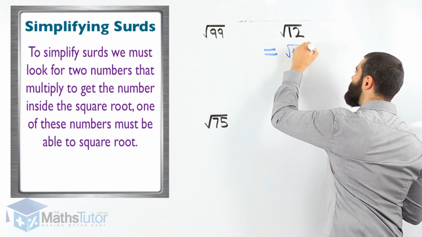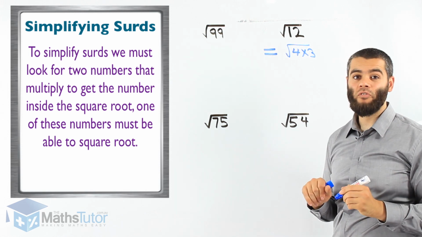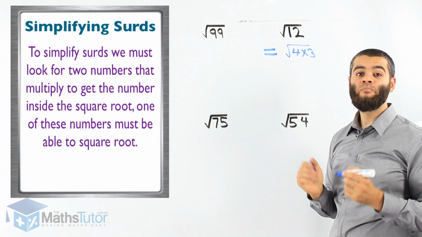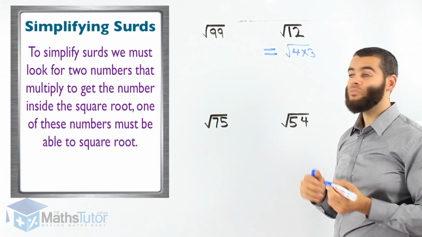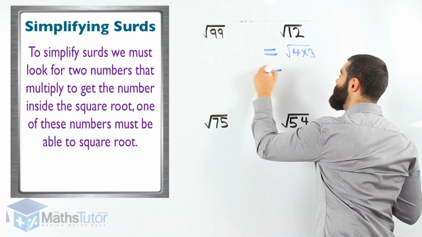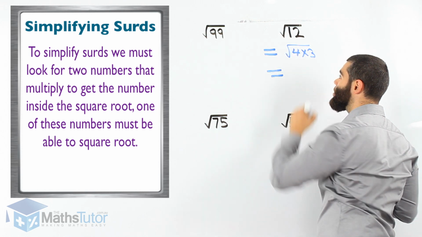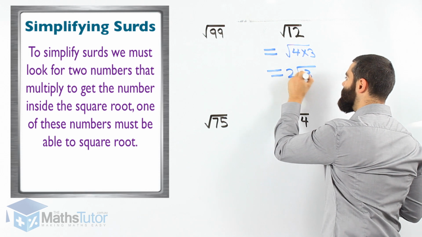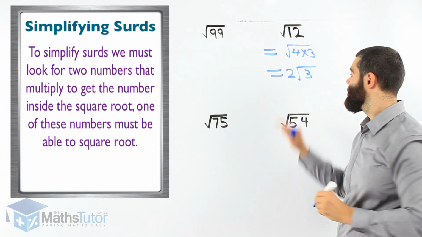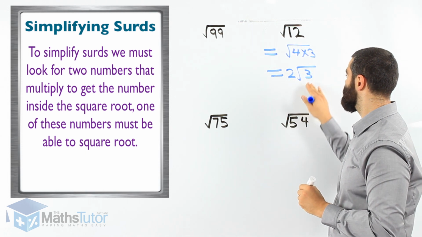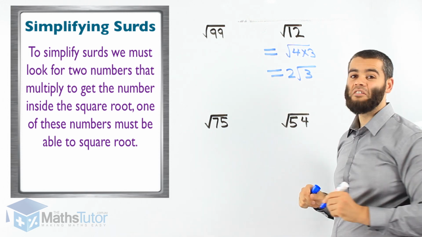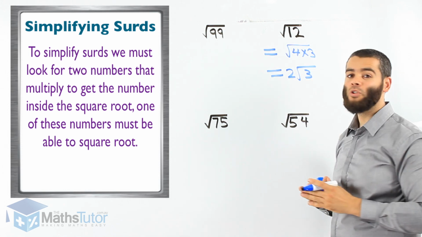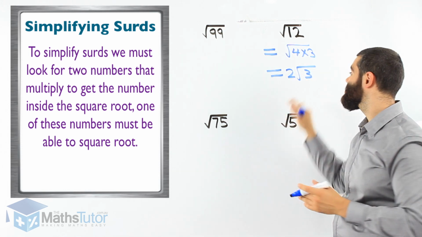4 times 3 is 12. Does one of them have a square root? Yes, the 4. The square root of 4 is 2. So how do we write it? The 4 gets square rooted, it becomes 2, it goes outside the square root sign, and the 3 stays inside. We write it 2 root 3. 2 root 3 is the answer. It has the same value as square root 12. It's the same answer, but it's simplified.